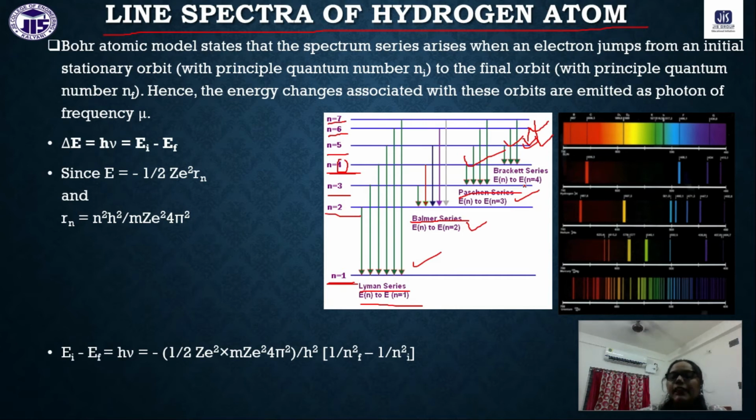So these are some of the line spectra that we get for the hydrogen atom, due to the changing of orbit of the electron. That's why we are getting these line spectra. Understand? Okay, this is the energy difference, where this is the initial orbit and this is the final orbit. So E_i minus E_f should be h nu, and this is the expression.